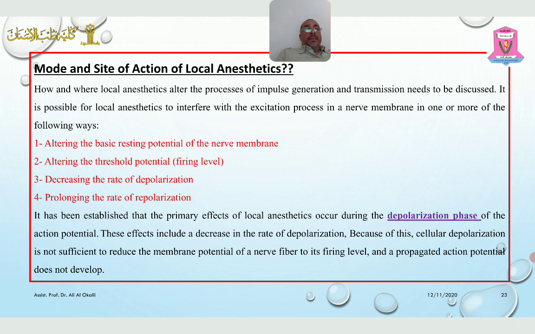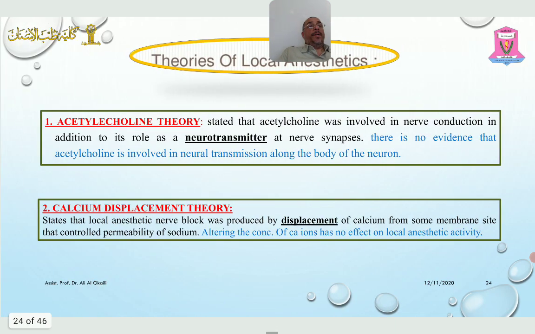It has been established that the primary effects of local anesthetics occur during the depolarization phase of the action potential, and these effects include a decrease in the rate of depolarization. Because of this, cellular depolarization is not sufficient to reduce the membrane potential of the nerve fiber to its firing level, and a propagated action potential does not develop.